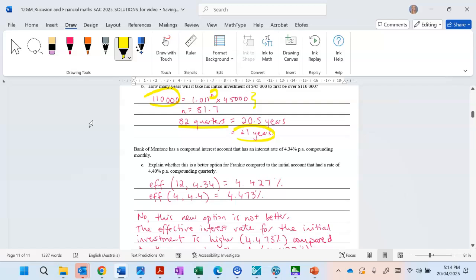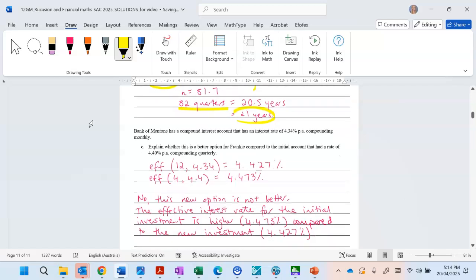All right, Bank of Mentone has a compound interest account that has an interest rate of this, compounding monthly. Explain whether this is a better option for Frankie compared to the initial account that had a rate of 4.4% compounding quarterly. All right, so the easiest way to do this is just to calculate the effective interest rate for both of them. There were quite a few students who did calculate the interest. The problem when they did that is, one is quarterly, one is monthly, and they didn't really take that into consideration.